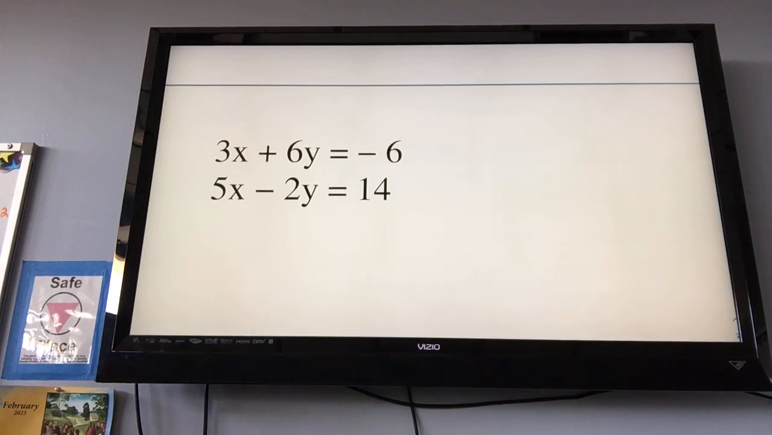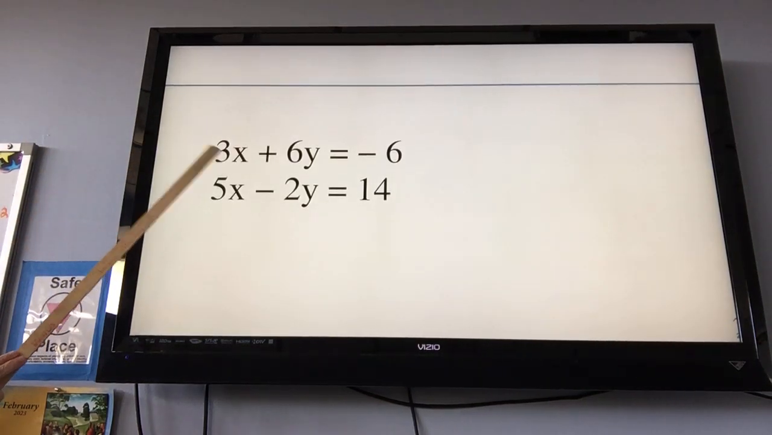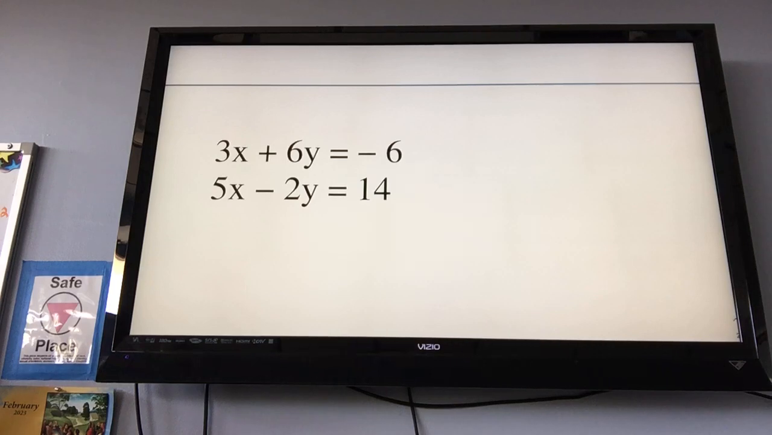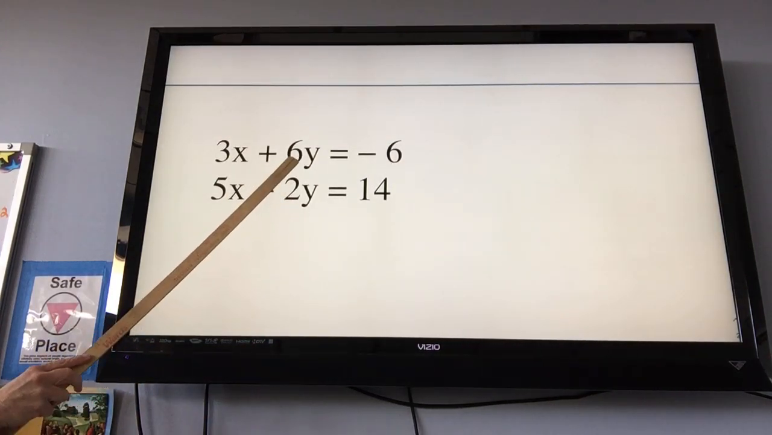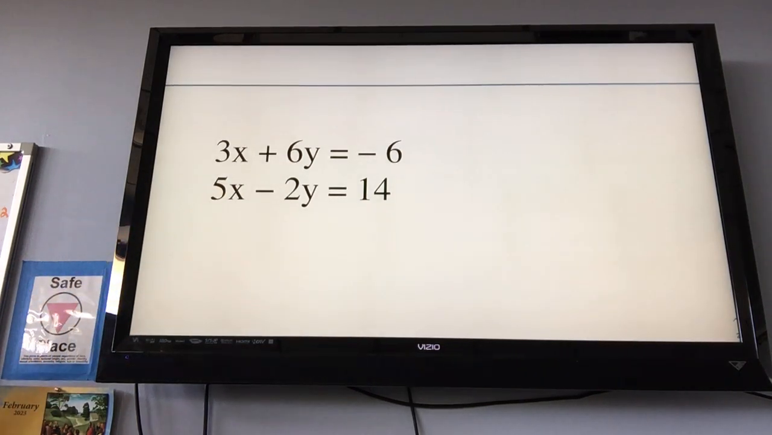Okay, let's look at the x's. Is there something I could do to 3 to make it 5? Is there anything I can multiply 3 by to make it 5? No, not without using a fraction. I could use a fraction, but I don't want to do that. Is there something I can multiply 2 by to make it 6? Yeah, 3. That's exactly what you do.